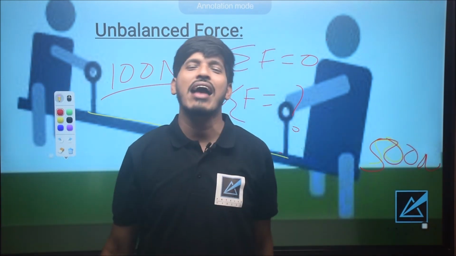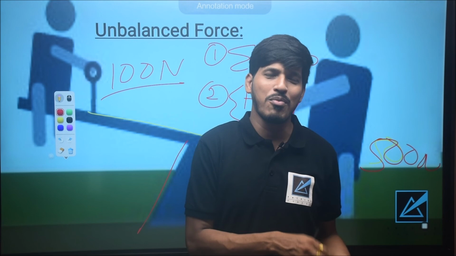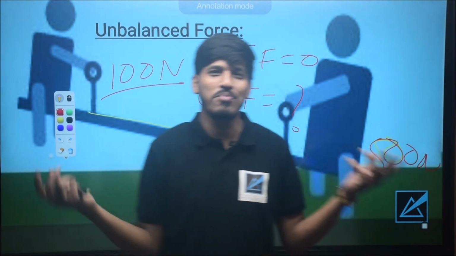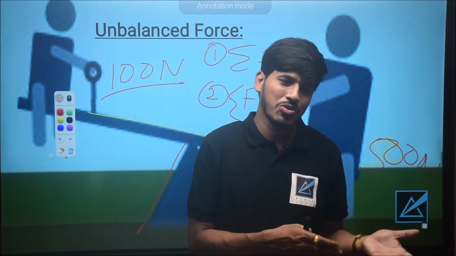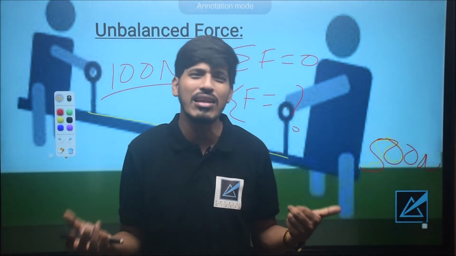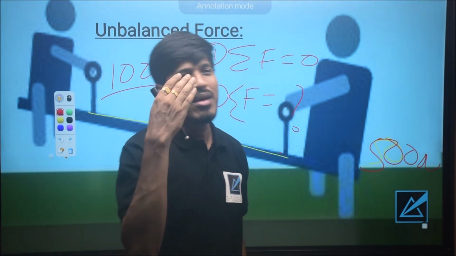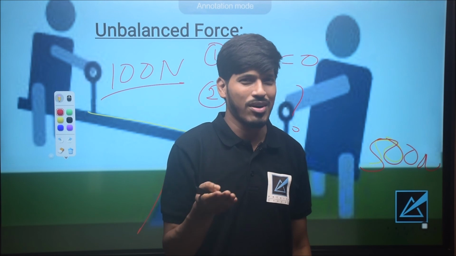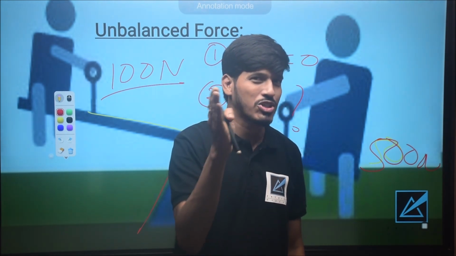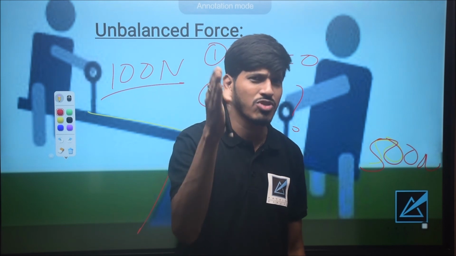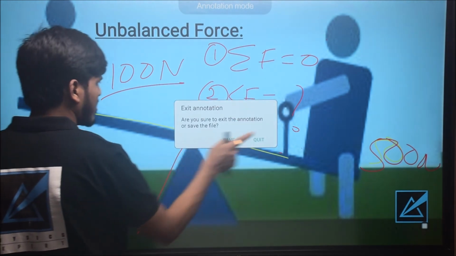Because of this unbalanced force, I am working, I am moving from one point to another point. Every object is in motion. Rest to motion, motion to rest, change of direction, everything is only possible because of this unbalanced force. So unbalanced force is very important to change the state. Understand? Okay.